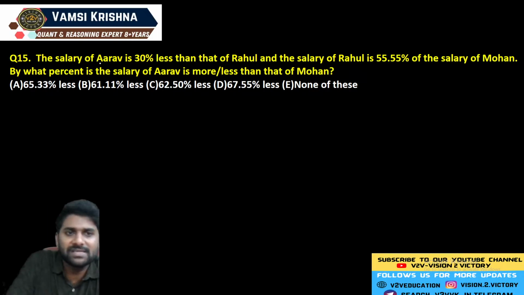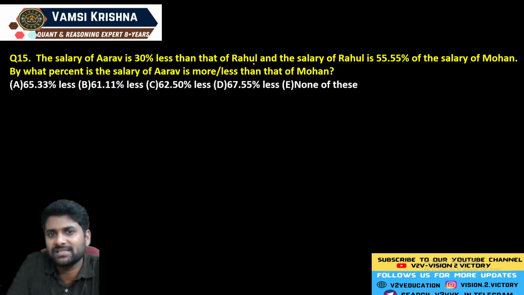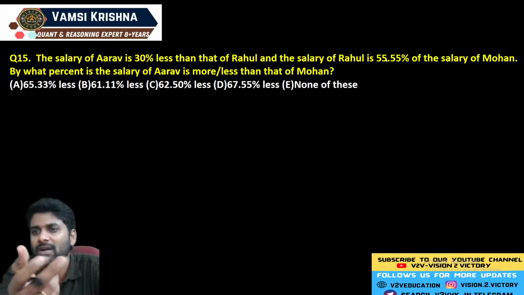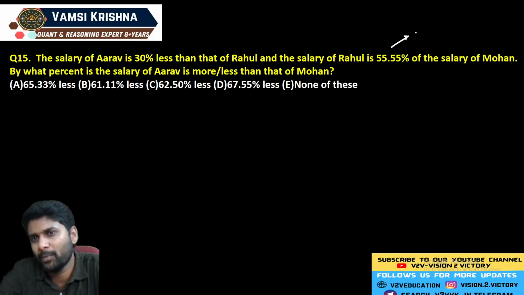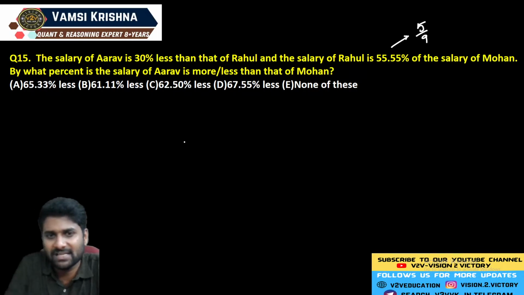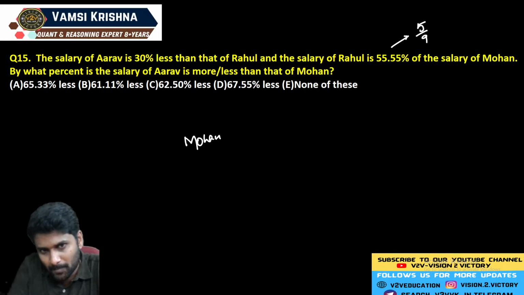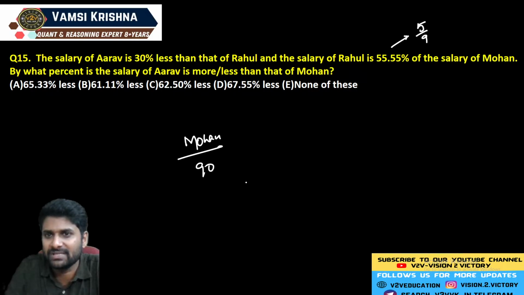Now see, the salary of Arnav is 30% less than Rahul, and the salary of Rahul is 55.55% of Mohan. Now guys, 55.55% means it's a value of 5 by 9. Let us assume that Mohan's salary is 90 units. Now what about Rahul's salary? Rahul's salary is 5 by 9th of Mohan, so it's exactly 50.